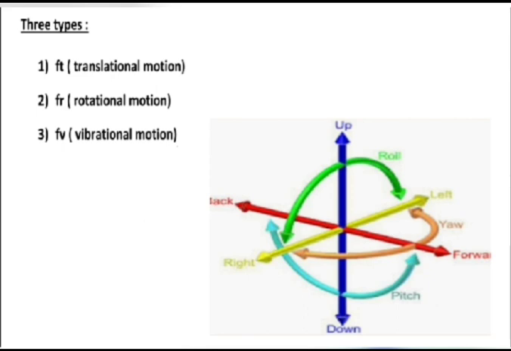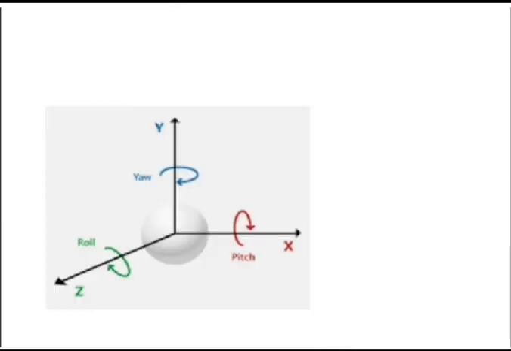So first is FT, that is degrees of freedom with reference to the translational motion. Next is FR, degrees of freedom with reference to the rotational motion. And next is FV, that is degrees of freedom with reference to the vibrational motion. Now let us consider the case of monoatomic gas.